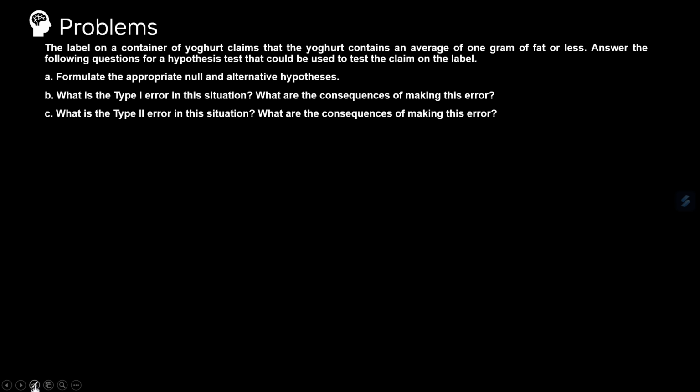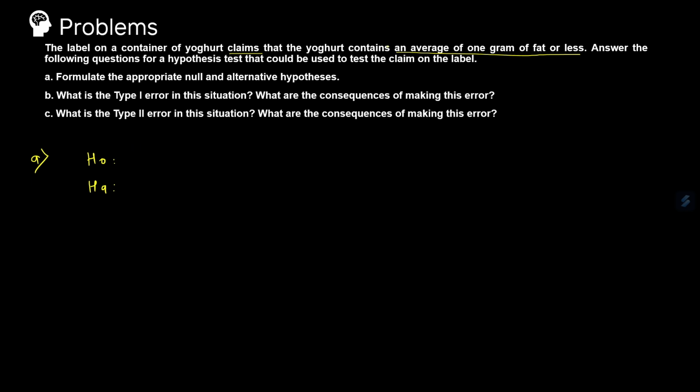Let's understand this problem. Small, easy, and basic problem. The label of a container of yogurt claims that the yogurt contains an average of 1 gram fat or less. Answer the following questions for the hypothesis test that could be used to test the claim on the label. The first question is asking us to formulate the appropriate null and alternative hypothesis, meaning H naught and HA.